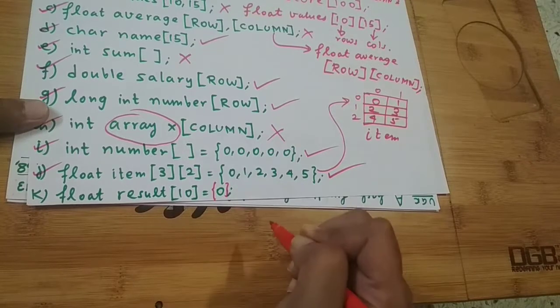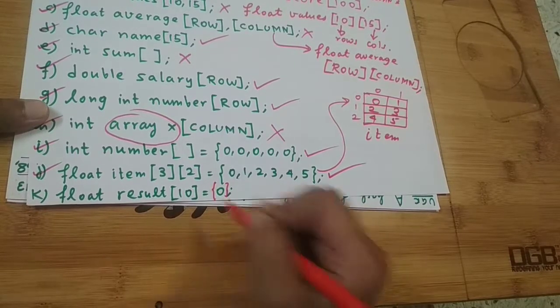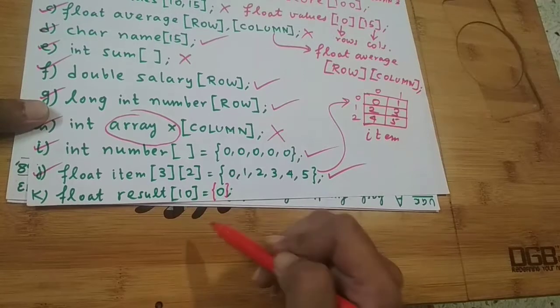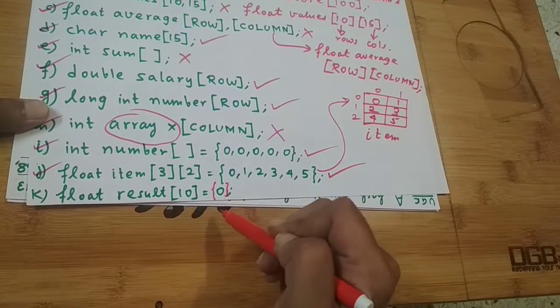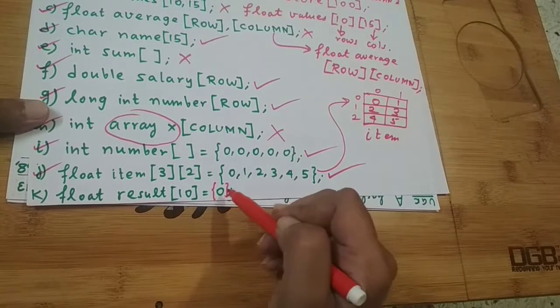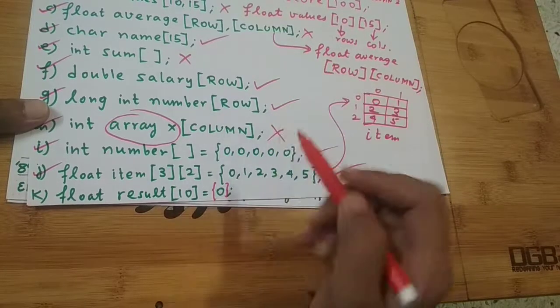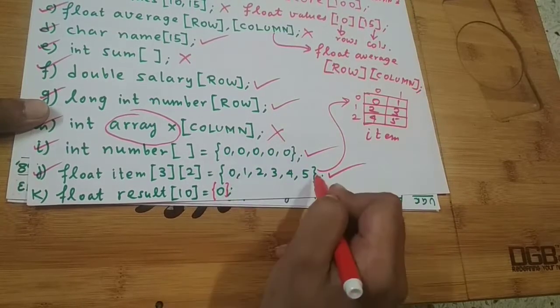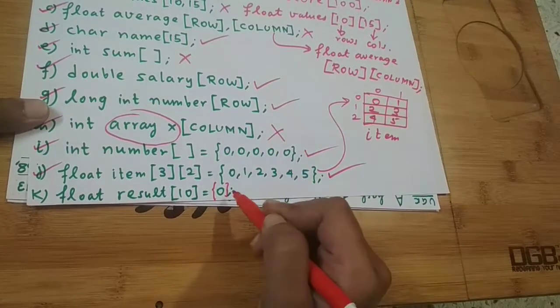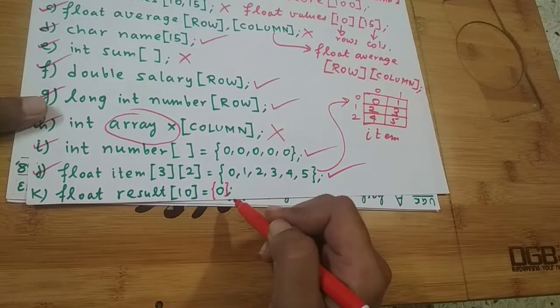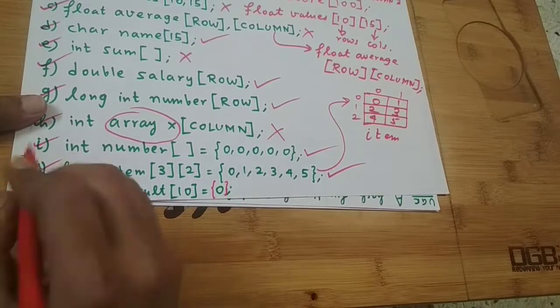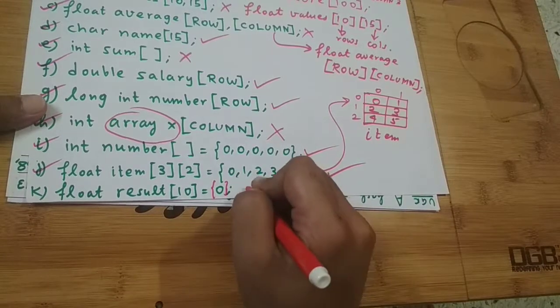Remember, we can have a lesser number of values than the size. That means the size of this array is 10. But I can give it only one value, like it was done here. But that value has to be enclosed within curly brace. Otherwise, the compiler will not understand that these values are to go inside the array. So this one is syntactically incorrect.